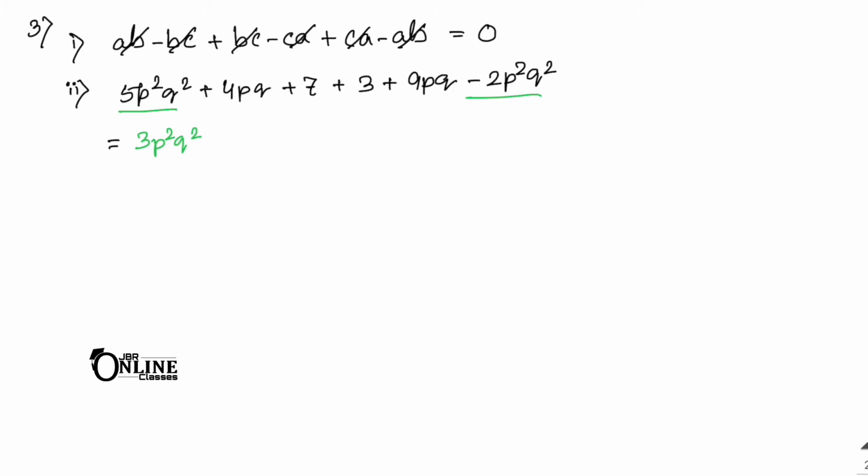Now the next one. Next one you have 4pq, here 9pq. So here both in positive. So 9 plus 4 is 13pq. And next one 7 plus 3, that becomes 10. So that is your final answer.